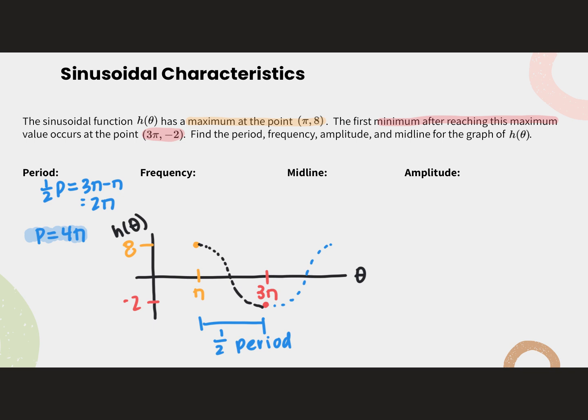The frequency is going to be the reciprocal of the period, so that's going to be 1 over 4 pi. The midline now is going to be halfway between the minimum and the maximum. To find that algebraically, you can find the average of the minimum and the maximum values. So if I take 8 plus -2 divided by 2, I can find what's halfway in between those 2 y values. So that'd be 6 over 2, which is going to be 3. So the midline equation is going to be y equals 3.